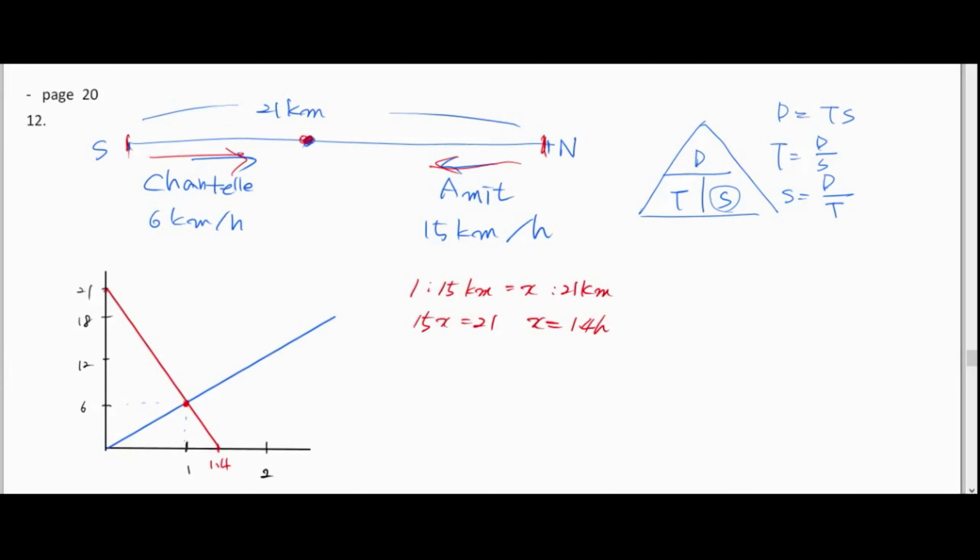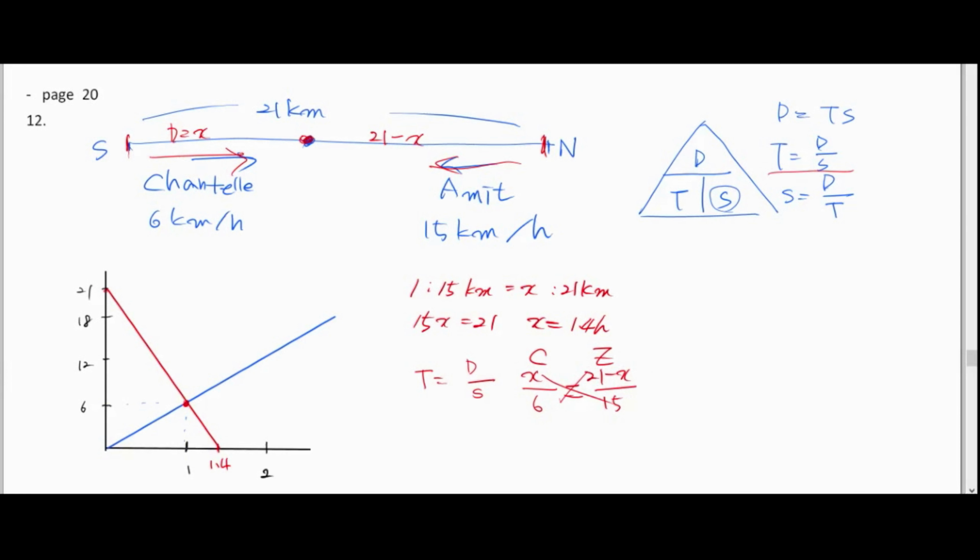So for example, with the speed of 6 km per hour, we don't know the distance to where they meet. So we'll put that distance as x. And then the distance that Emmett went will be 21 minus x. So here, I'll just write it down. T equals d over s. So in the case of Chantal, it will be x over 6. Because the times are the same, we'll put an equal sign. And then Emmett was 21 minus x over 15.